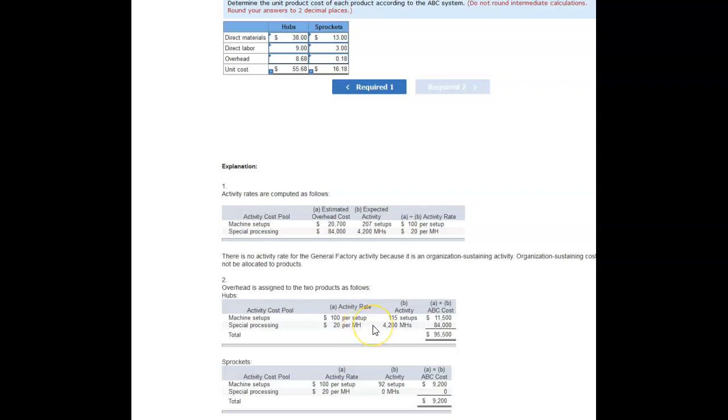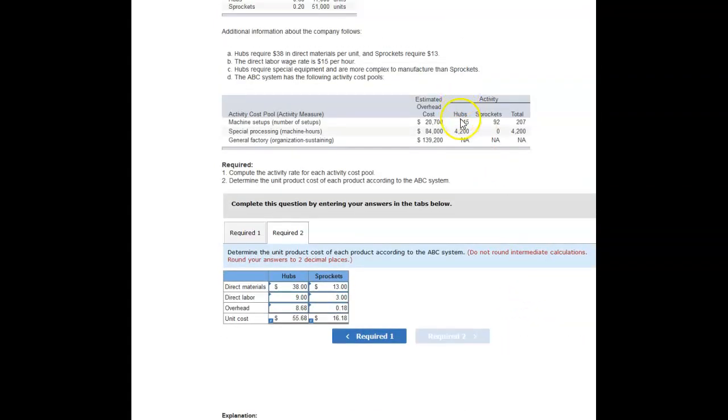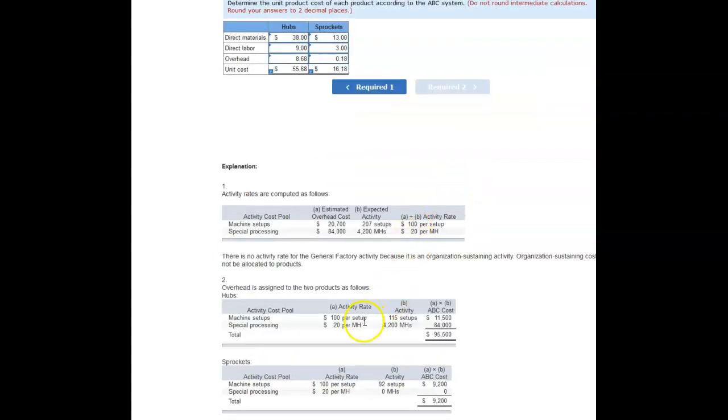So what we're going to do is find out the total overhead cost we're going to allocate to the hubs. And so you can see it's going to be $95,500. How do we get this? We found out earlier, and it's right here, for each machine setup it costs $100. That's the rate. And for hubs, let's go back up a little bit. We set the machines up for hubs 115 times a year. So take this 115 times this rate, so $100 per setup, 115 setups for hubs only.